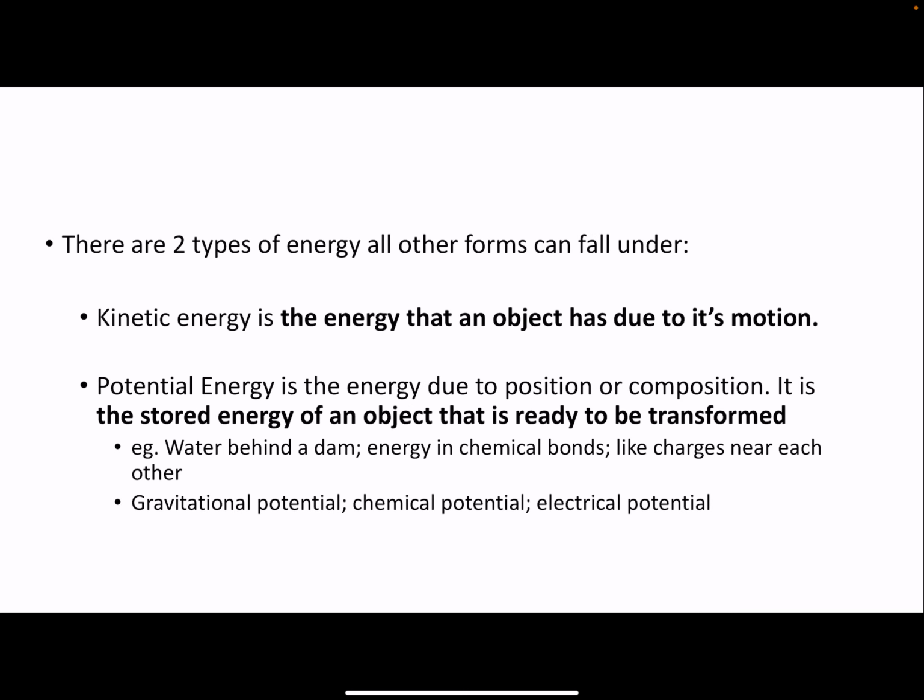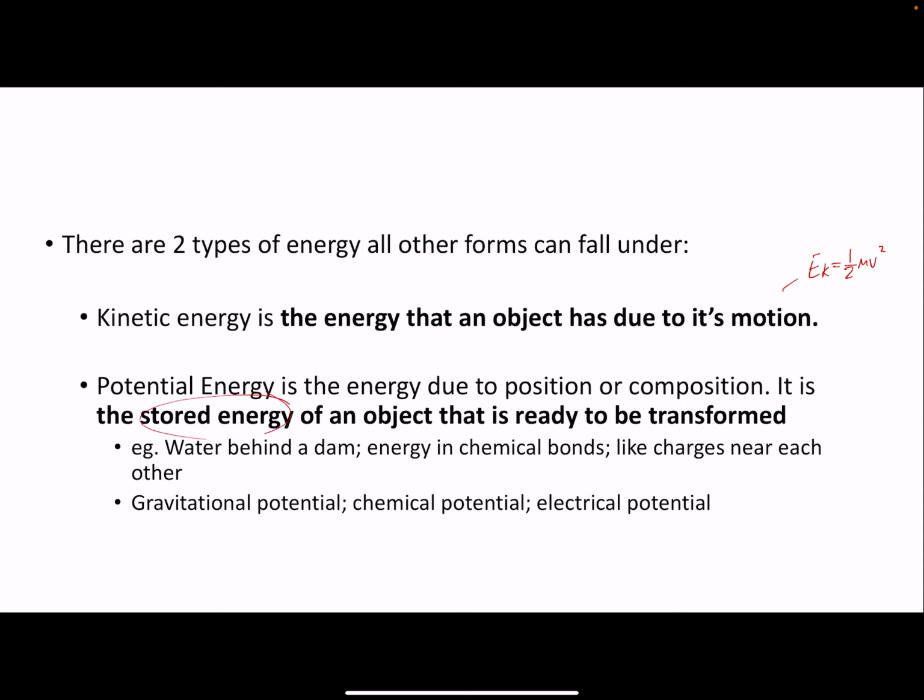So in general, there's two types of energy, kinetic and potential, that everything falls under. So anything that's moving has kinetic energy. That's its own statement. And if you've taken physics, you know that kinetic energy is equal to 1/2 mass times velocity of the object squared. Potential energy, there's lots of different kinds. All right, it's basically stored energy.